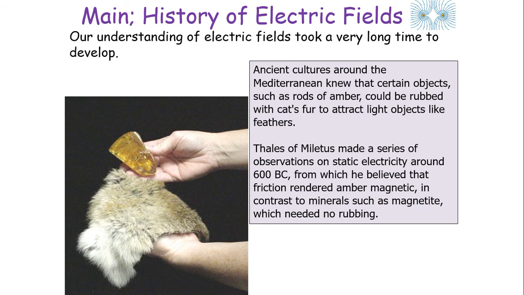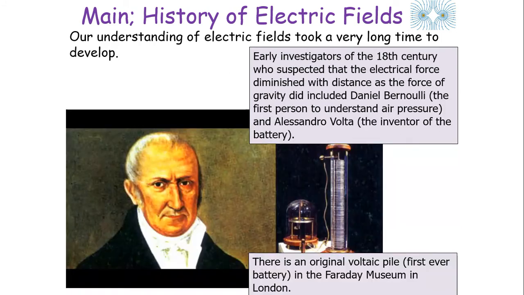Now, our understanding of electrical fields took a long time to develop. Ancient cultures around the Mediterranean knew that certain objects like amber could be rubbed with cat's fur to attract light objects like feathers, and this allowed us to make observations regarding static electricity.